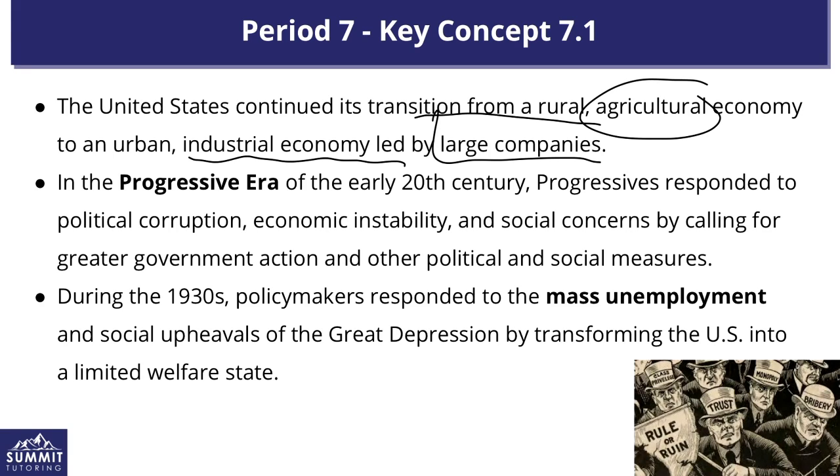So in the Progressive Era during this early 20th century time, progressives are starting to respond to the political corruption that's going on around them. They're seeing the economic instability, even though there's new opportunities, it's still not quite stable, and all of the social concerns that are also going to arise.